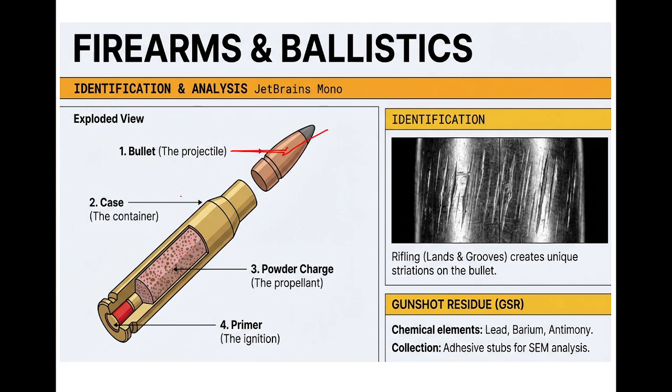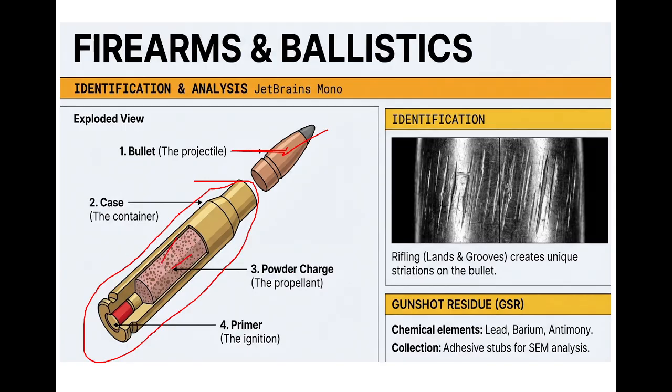Okay, that's the bullet. And number two is the case, which is the whole container. And it depends on the types of bullet. Is it a small bullet, a big bullet, is it a missile or whatever it is? But they are all similar things. So you have a case. And the third one is the powder charge.